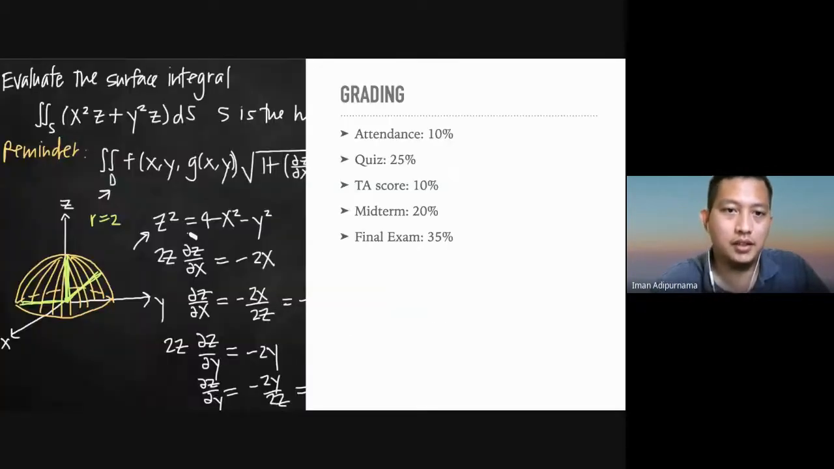I think the next slide is our grading. For grading, attendance will be 10%, quiz 25%, TA score, which is the score from your teaching assistant, 10%. The midterm is 20%. The final exam is 35%.